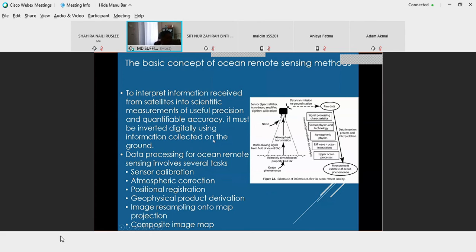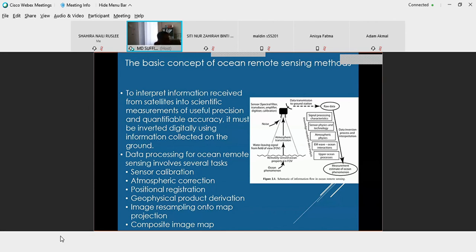So the basic concept of ocean remote sensing method in term of the method, okay, sama juga. Okay, so kalau you buat in situ punya measurement, okay, yang pertama sekali you kena calibrate, and then after that, okay, you ukur, okay, bawa ke field, you ukur, and then you buat analysis, okay, and then you buat correction, yang mana yang noise tu you buat, okay. Sama juga untuk remote sensing punya proses, okay.